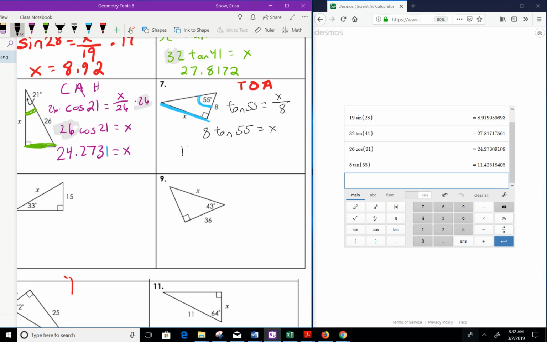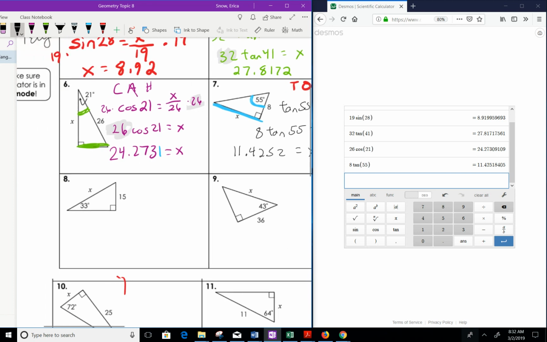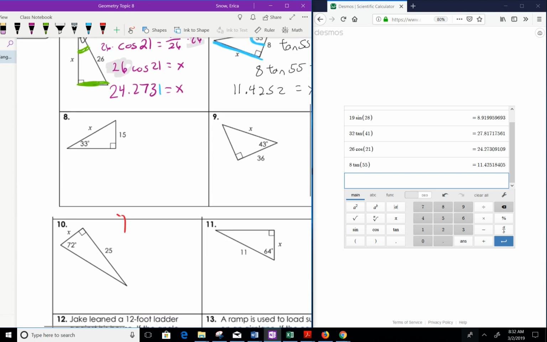And I get 11.4252. There's our side. Hope this is making a little bit of sense to you all. So with 8, we've got 33 and 15. So we have our opposite side and our hypotenuse, which tells me sine.